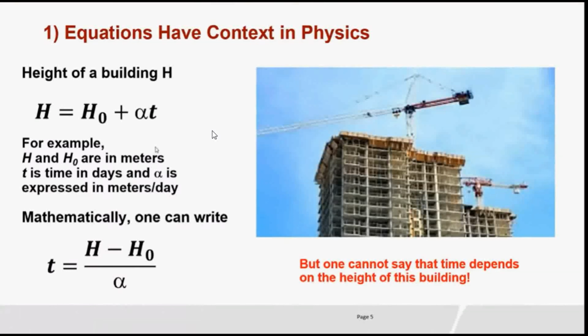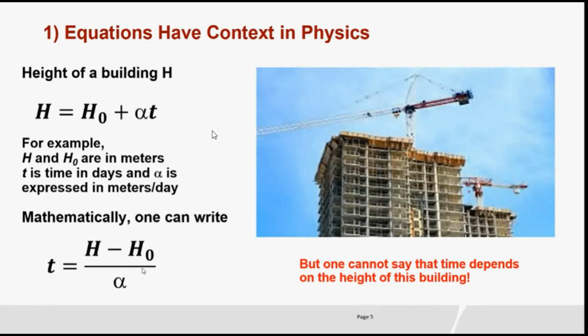So let's take this equation and just reverse it and write t equals h minus h naught over alpha. So mathematically, this is correct. I didn't make any mistake. I just took the equation and reversed it. But now, let's look at this equation. This is time equals h. Time is a function of height and a certain coefficient alpha.